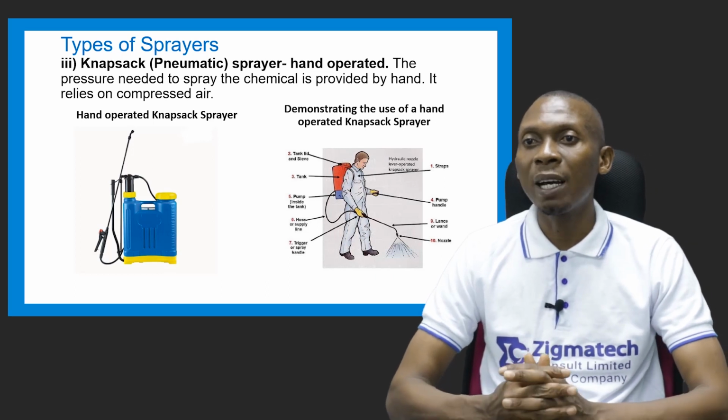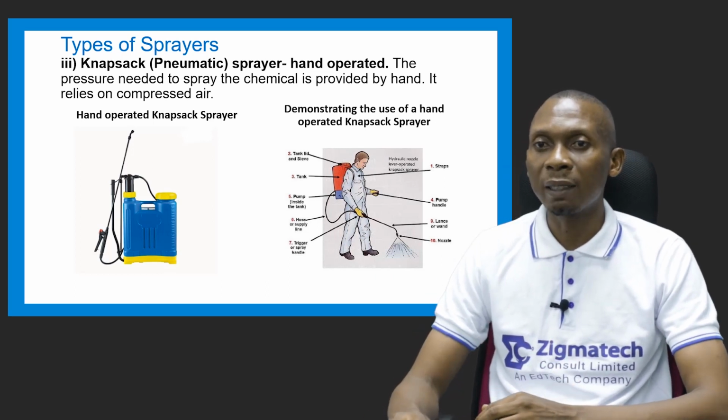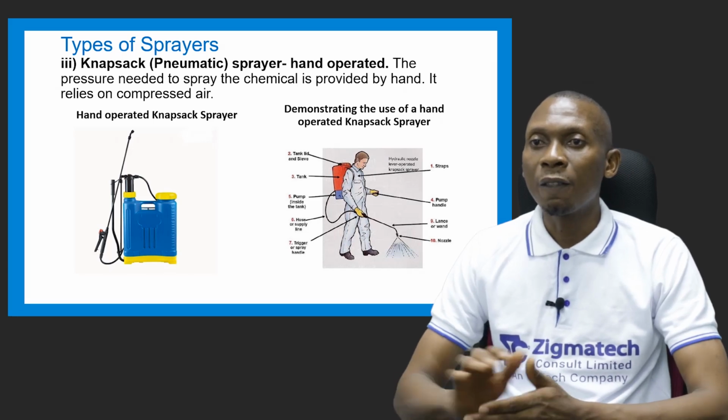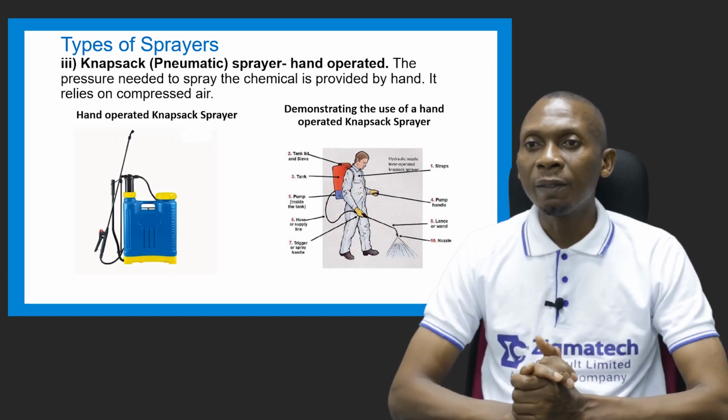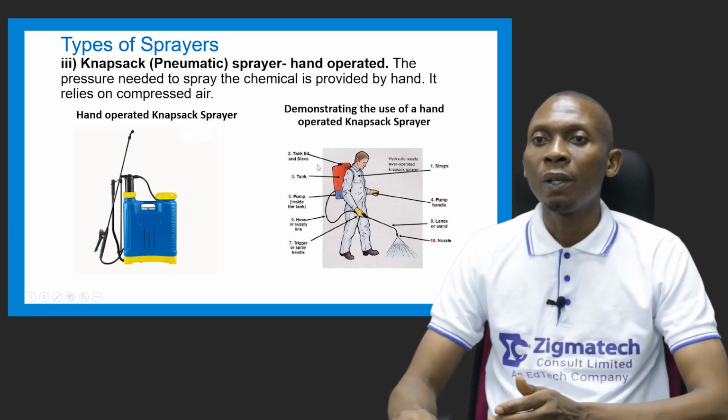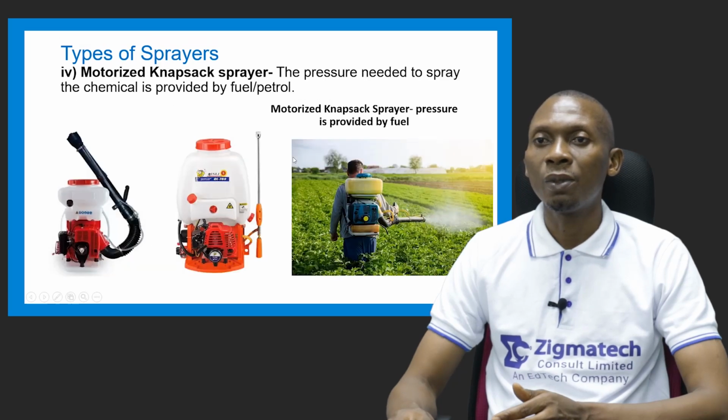See the demonstration of how it is used, or the picture on the right, and the parts of the various components of the knapsack sprayer. We have the tank lid, we have the tank, we have the pump, we have the hose, we have the trigger, we have the straps, the pump handle, the lance, and we have the nozzle.